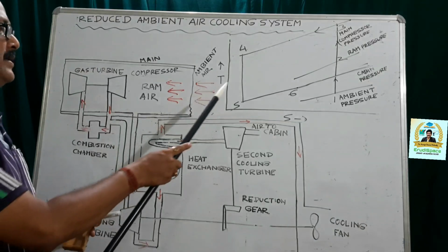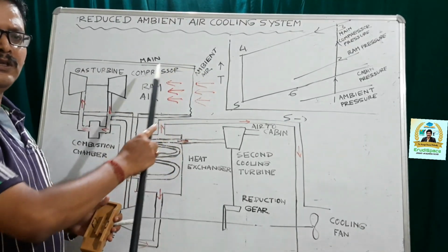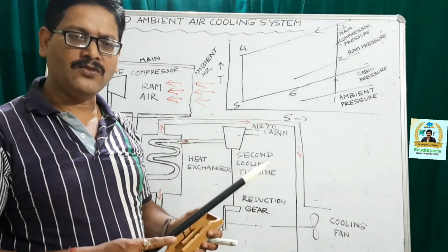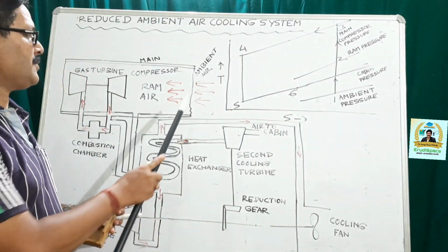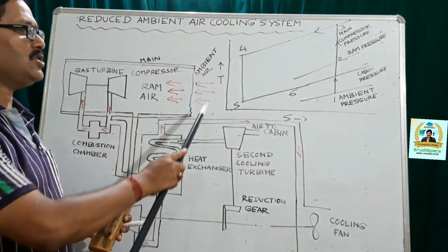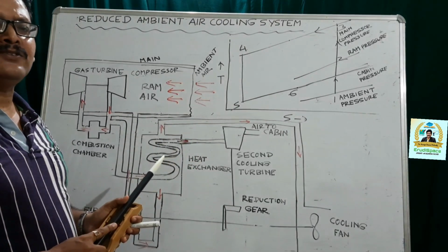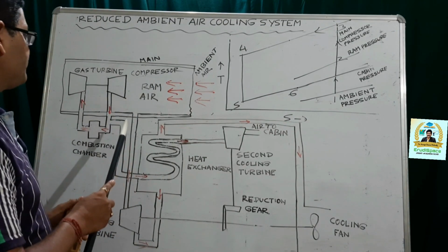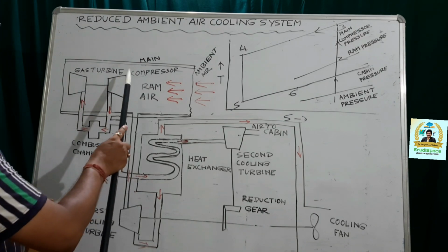First, the ambient air is drawn into the system. It is made to pass through the diffuser. Diffuser is a smoothly varying section which converts the kinetic energy into pressure energy. So after passing through the diffuser, the temperature and pressure are raised and this air is known as your ram air. After that, it enters the compressor.